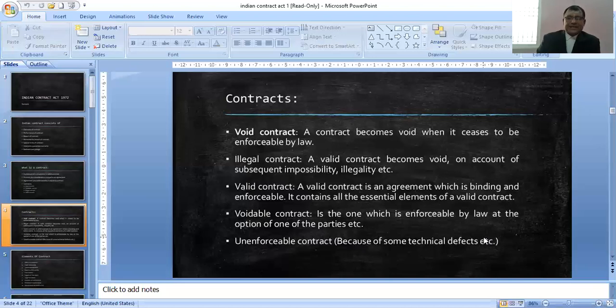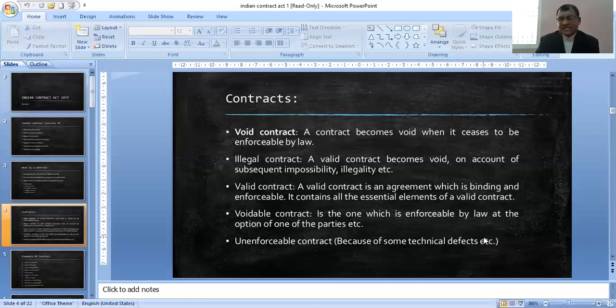Okay. We will see what are the types of contracts based on the legal enforceability. Contract based on legal enforceability. We will see what is a void contract. A contract is called a void contract when it ceases to be enforceable by a court of law. Legally unenforceable contract, a contract which cannot be enforced at all, is known as void contract.